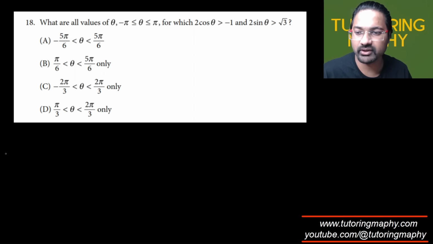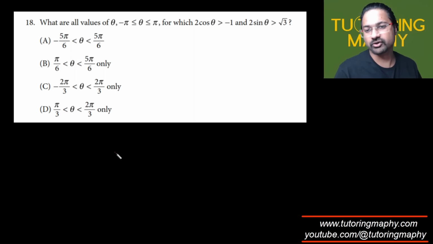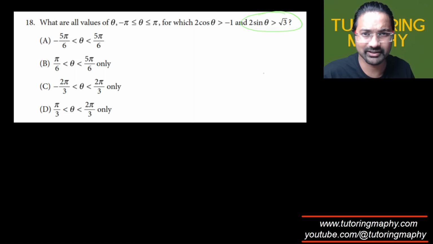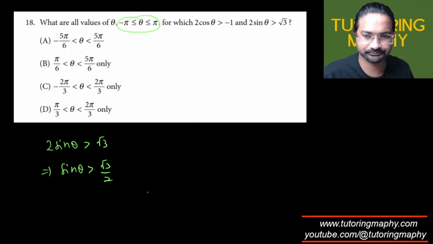Let's talk about this one. What are the values of theta for which 2 cos theta is greater than -1 and 2 sin theta is greater than √3? I think it's a good idea if we can rule these out from options one by one. Let's talk about this thing. This looks at least relatively easy to deduce, that 2 sine theta should be greater than √3, which means that sine theta should be greater than √3/2 from -pi to pi.